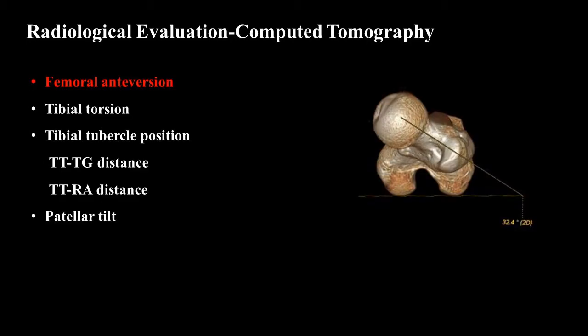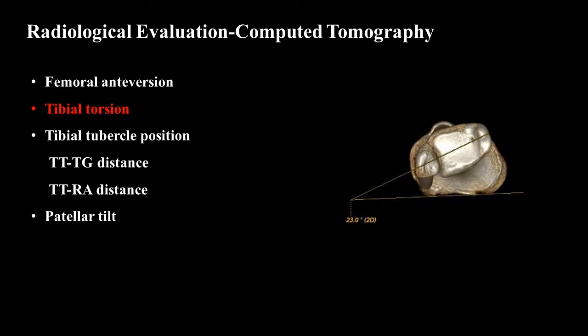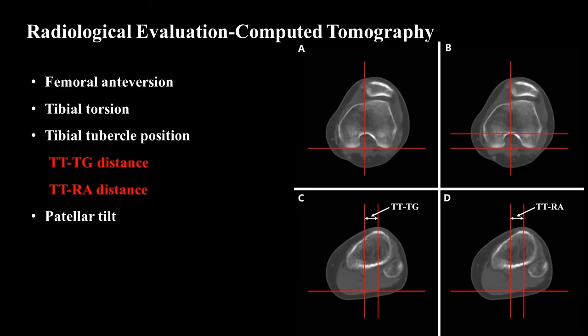CT scans can provide pieces of evidence for surgical indications. The femoral anteversion and the tibial torsion should be measured using CT. Tibial tubercle-trochlear groove distance should be measured in this modality. This may be hard to measure in patients with trochlear dysplasia. In this condition, TT-PCL distance can be the substitution of TTTG distance for the assessment of tibial tubercle position.